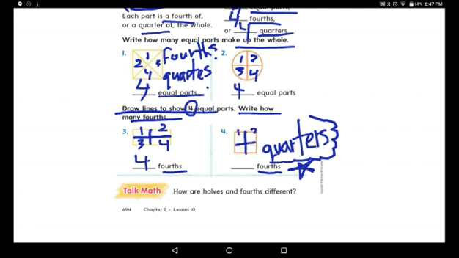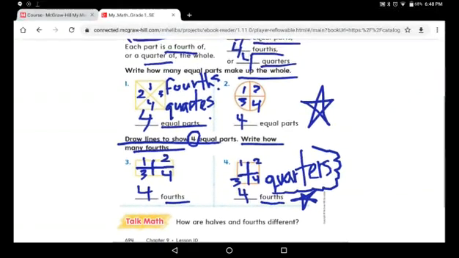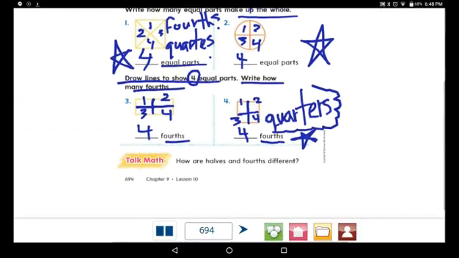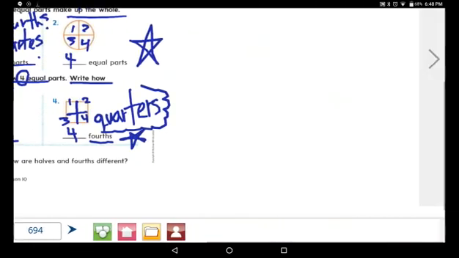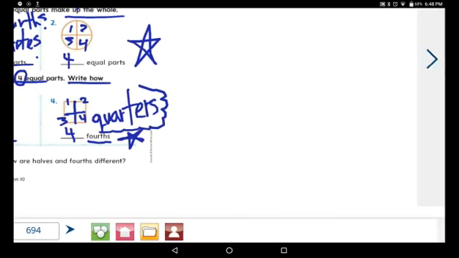It's 1, 2, 3, and 4. How many fourths? It is 4 fourths. They are 4 fourths, or we can say 4 quarters. You deserve a star this side and one for this side. Great job, guys. Now we are done with page 694. Let us move to the second page.